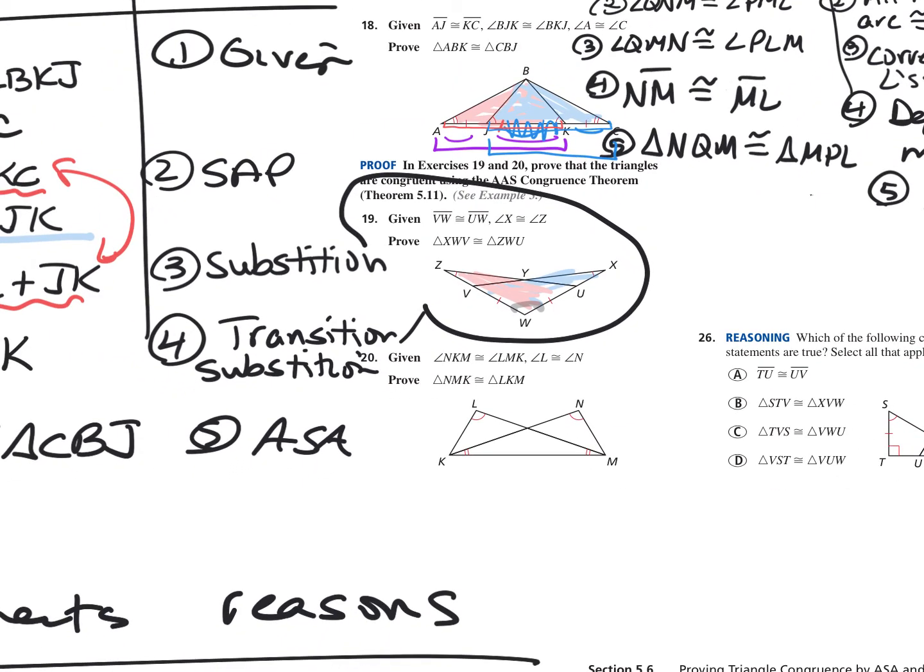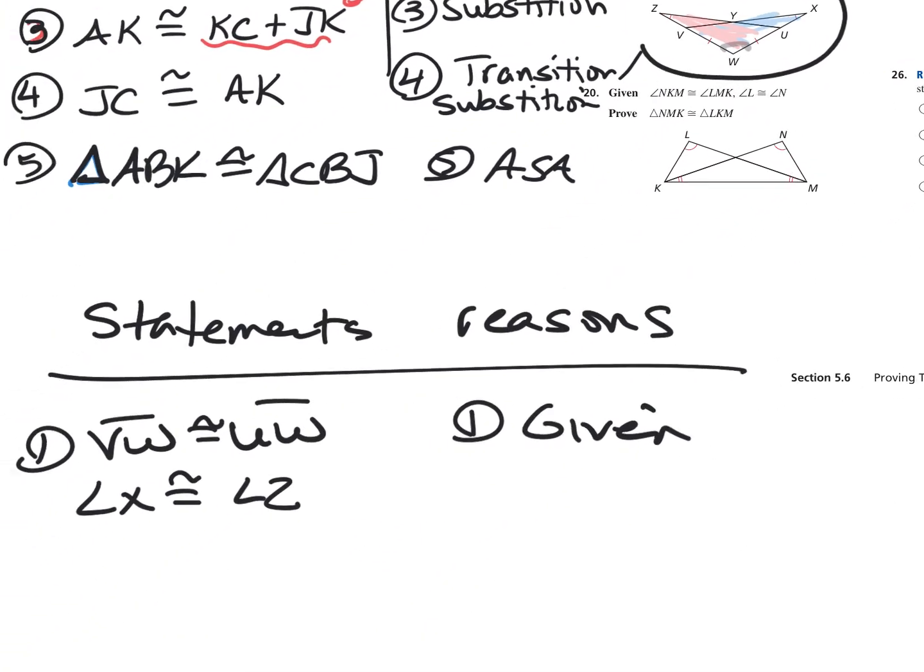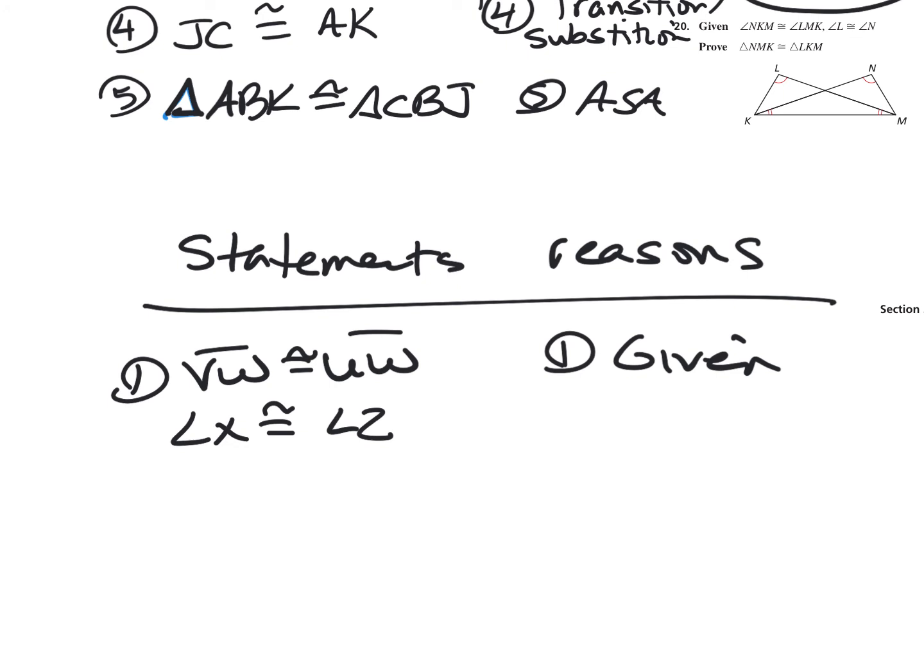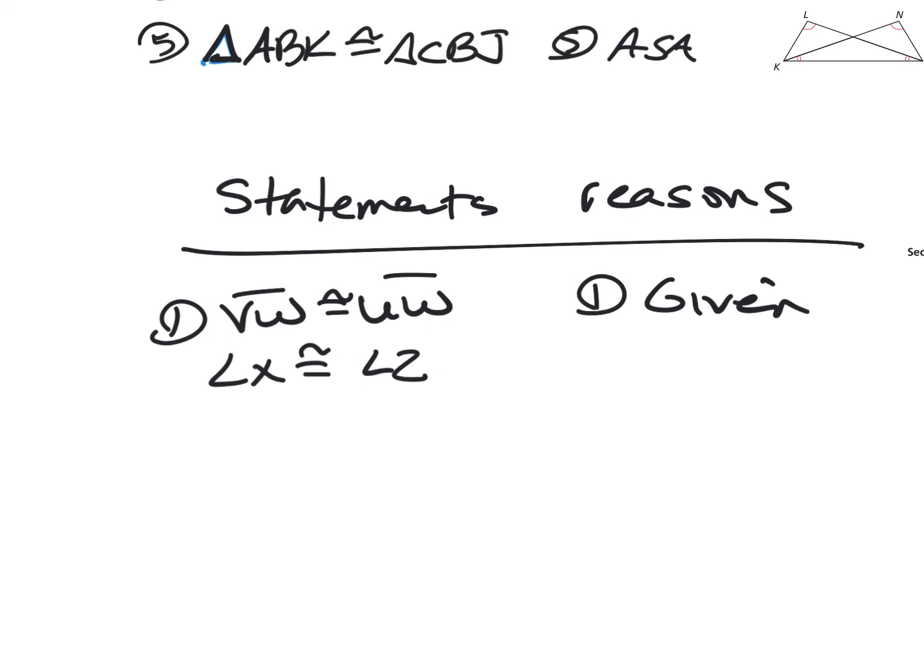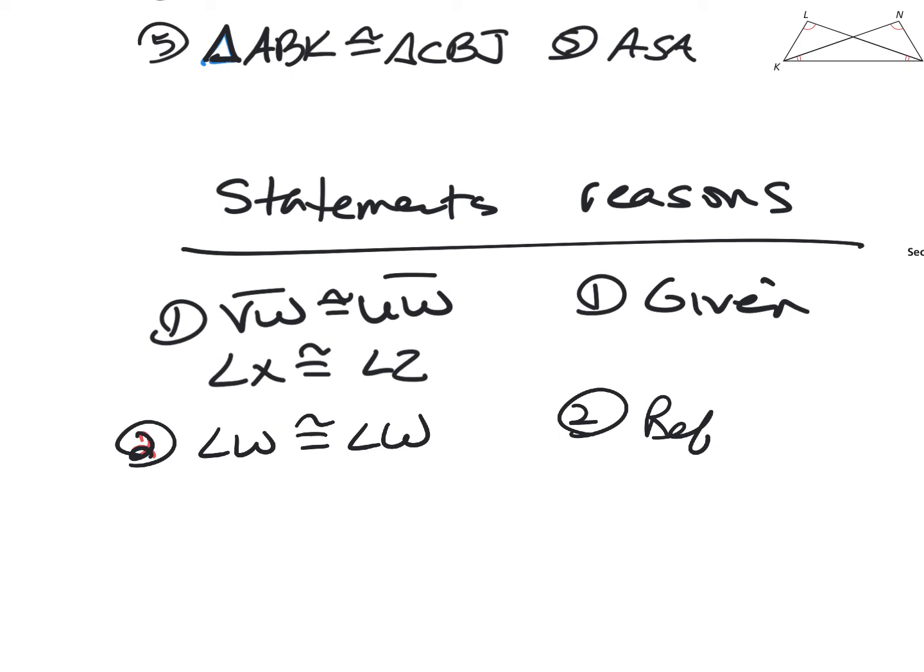So let's go ahead here. And sometimes it helps if you pull them apart. You can maybe see it a little bit better. So you could redraw them if that helps you. So the next thing I'm going to state is that angle W is congruent to angle W, and it's reflexive.